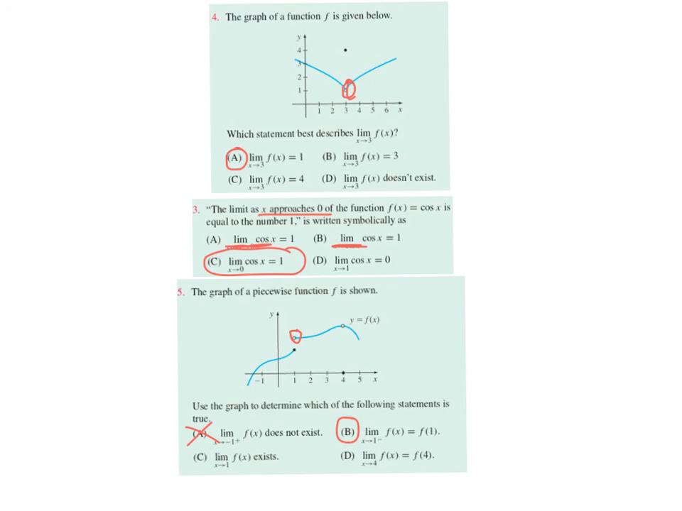Because the limit as x approaches 1 from the left is here, that's also equal to what f of 1 is. Let's just check the others. The limit as x approaches 1 exists. That is false. Remember, there's a gap. It's not going to work if you have a gap. The limit as x approaches 4 equals f of 4. That's not true. The limit is up here, but the function value is here. So that's not going to work.